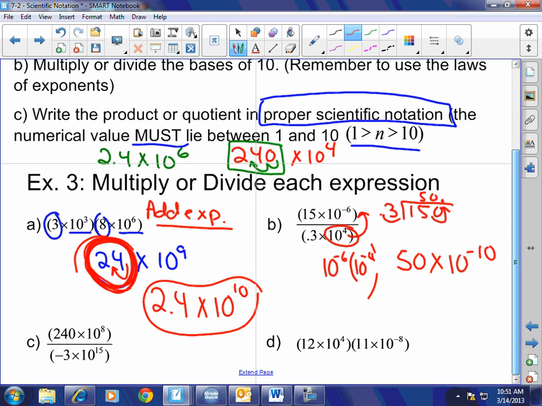Now, I've got to make this scientific notation, correct? Okay, so I'm going to move 1 to the left, right? Was this original number larger than 1? So am I going to add exponents or subtract? Okay, so it's going to be 5 times 10 to the negative 9th. Very good. Because negative 10 plus 1 is negative 9.